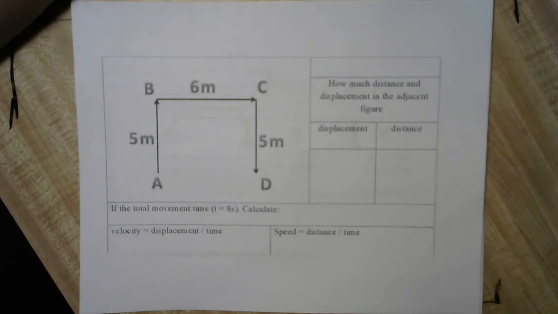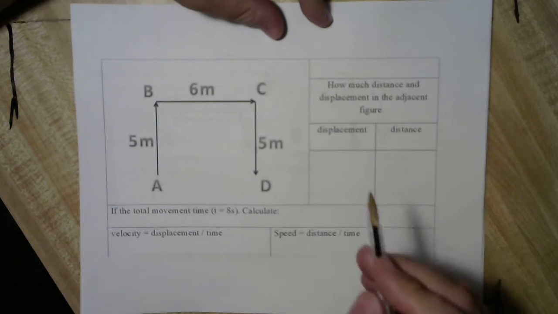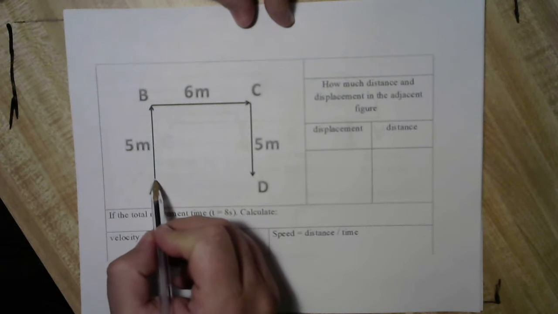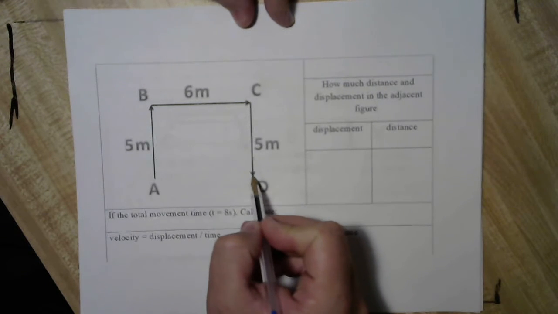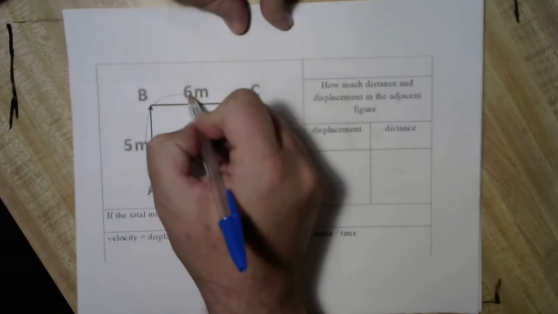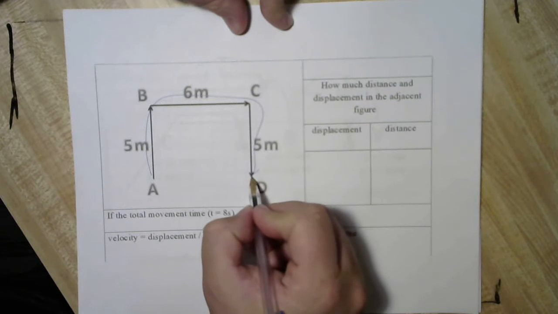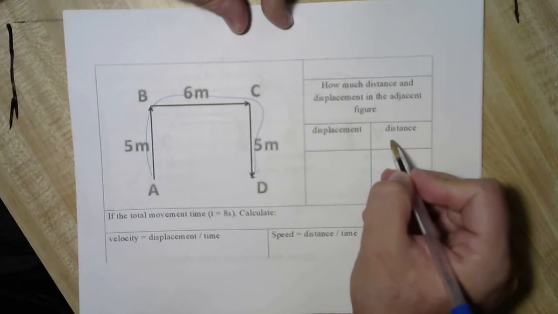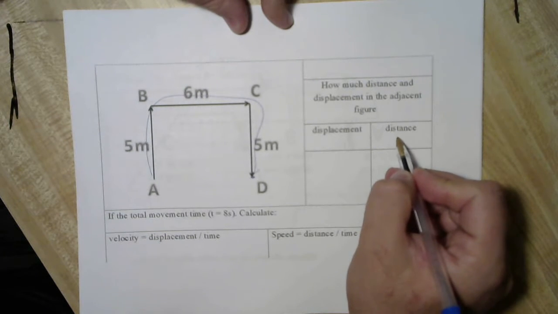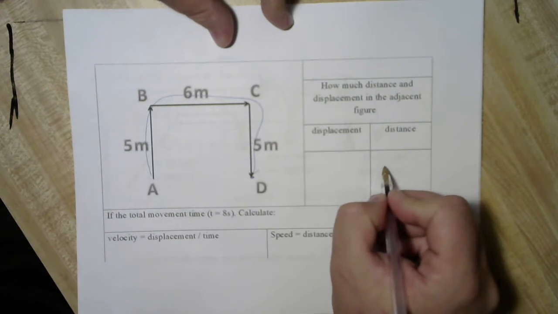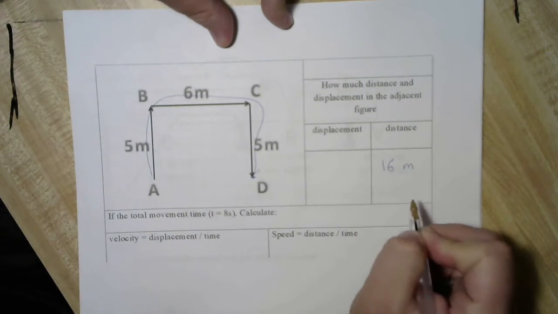Okay, students, now I will solve another example for distance and displacement. If we have this shape, the track from A to D passing through B and C, if I go through this track, will this be a distance or a displacement? It will be distance. How much is that distance in this case? It will be 5 plus 6 plus 5, which is 16 meters.